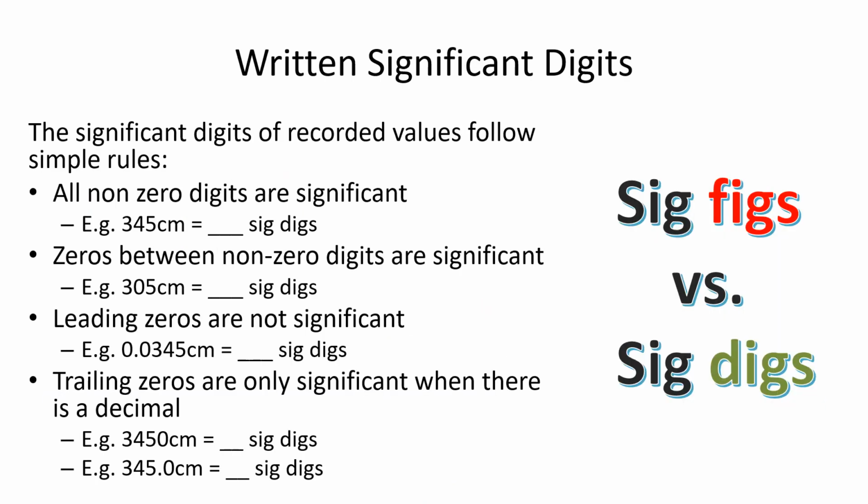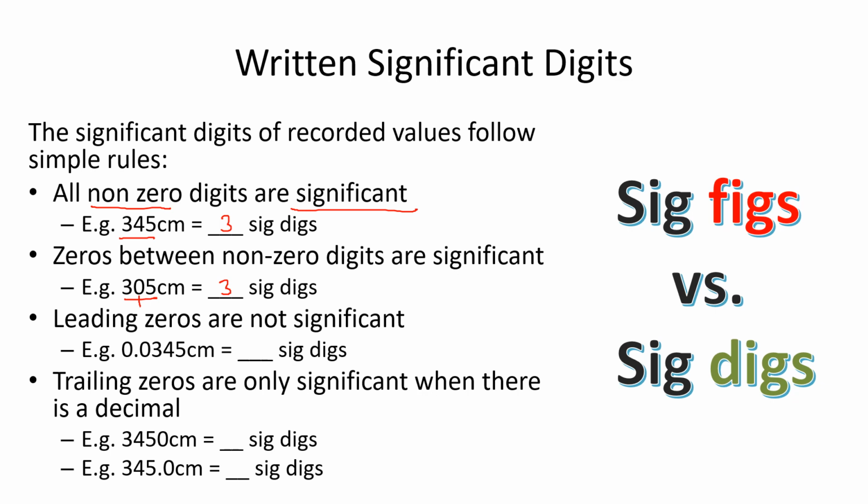Now there are guidelines to follow when you're reading someone else's measurements to decide which of the digits are significant. So we'll go through them now. First of all, anything that's not a 0 is significant. So if you have the number 345, whatever the unit is, all 3 of those numbers are significant. Zeros that are in between non-zero digits are also significant. So if it's 305, since that 0 is in between, significant.